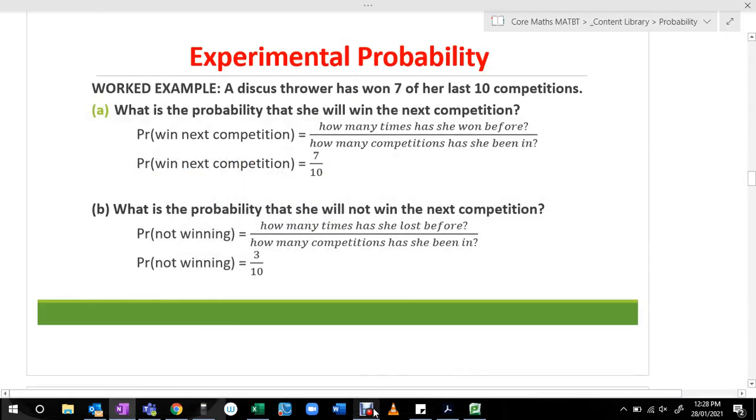So for this example here, a discus thrower has won 7 out of the 10 competitions. So if she's won 7 and she's been in 10, what's the probability of her winning the next comp? 7 out of 10. Okay.